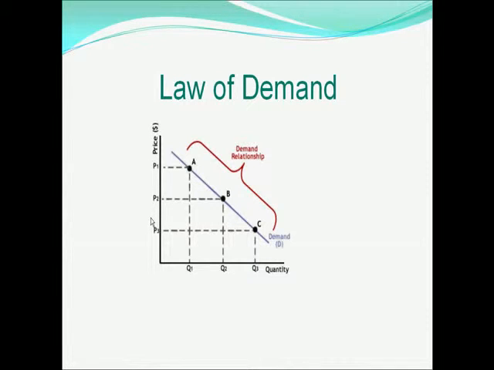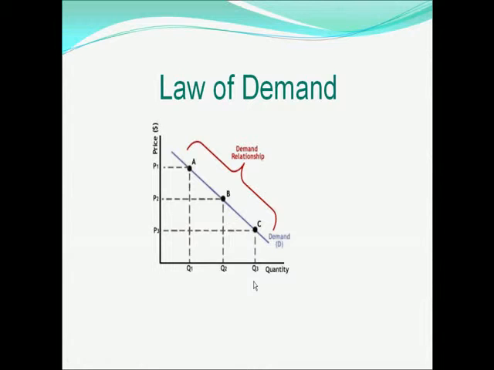The quantity demanded will be Q1 and the price will be P1, and so on. When the price is P2, quantity is Q2 at the point B, and when the price is P3 at point C, the quantity is Q3.